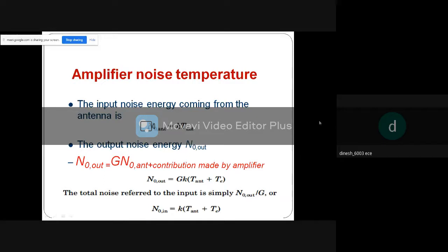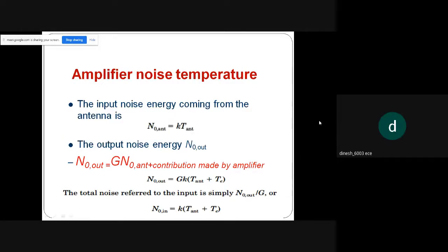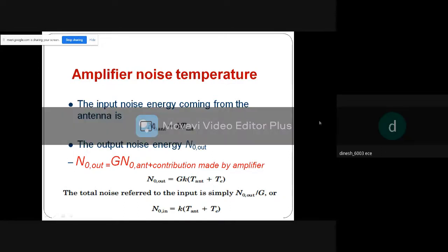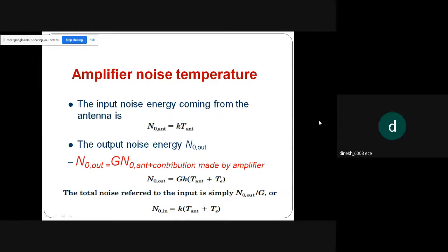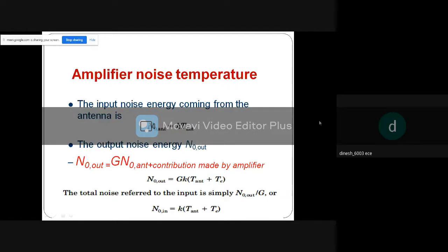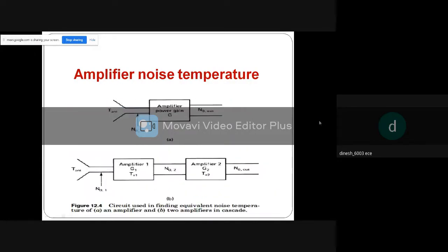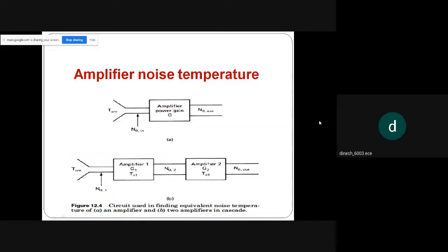So N naught out will be G K, where G is gain and K is the Boltzmann constant, times T antenna, plus the amplifier's contribution, T E. The total noise referred to the input is simply N naught out by G, or N naught in, which is K into T antenna plus T E. So this is your amplifier noise temperature structure.